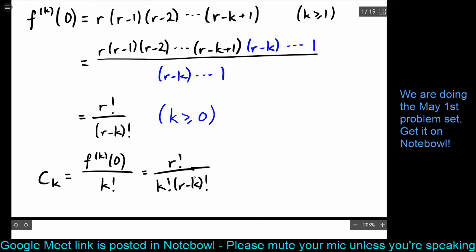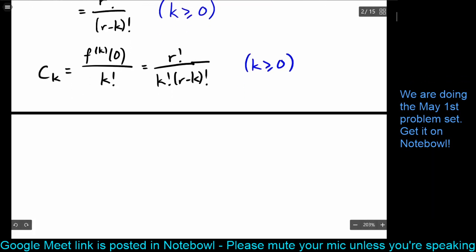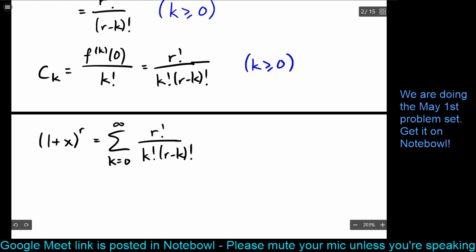Right? So this expression right here holds for k greater than or equal to 0. So what that means is the Maclaurin series for this expression right here is simply the sum from k equals 0 to infinity of r factorial over k factorial times r minus k factorial, and then here, this is x to the k.